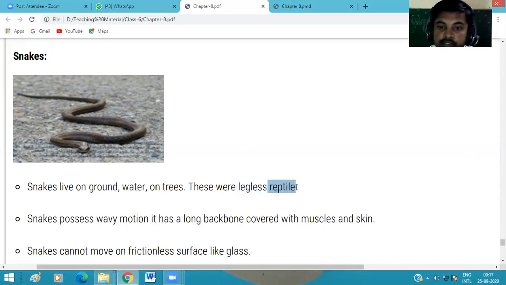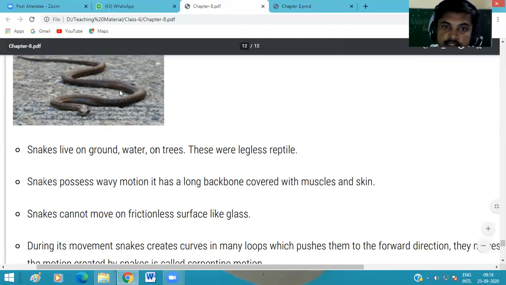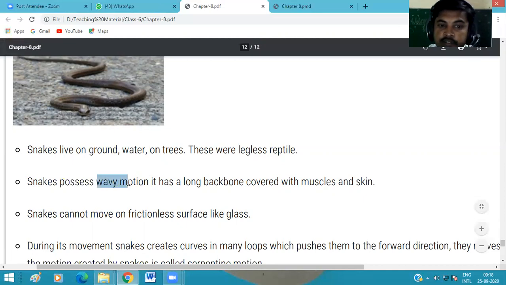Reptiles are organisms which live in water and on land, but they lay eggs on land and move by crawling. So this type of organism we put into the category of reptiles. Snakes also lay eggs on the land. Snakes possess snake motion. When we see the motion of a snake, they possess snake motion.